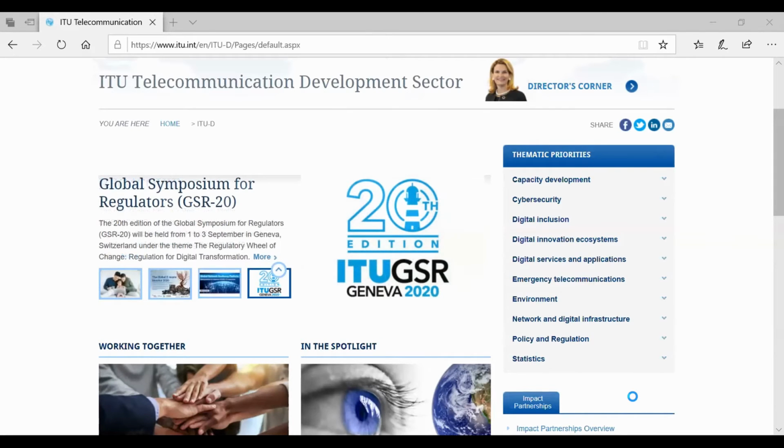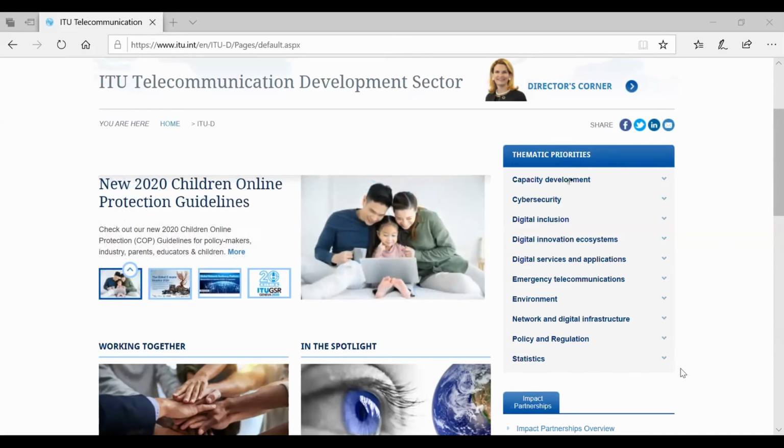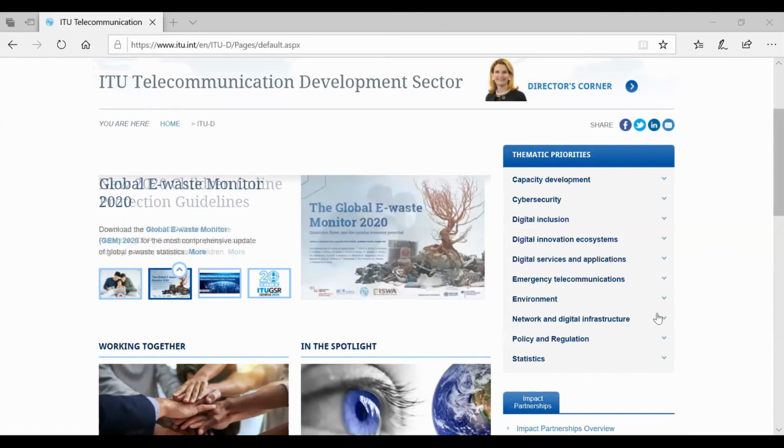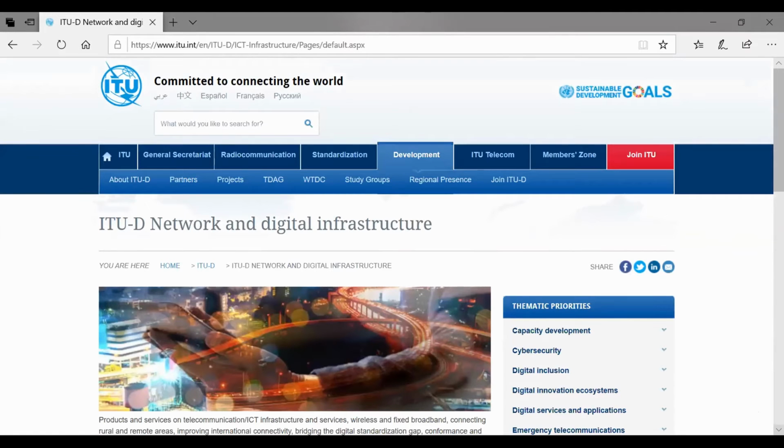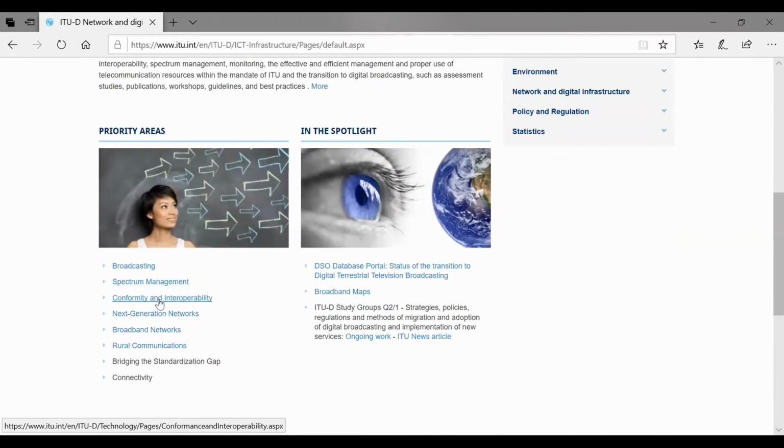Yes, we can. Here on the right-hand side, you can see the thematic priorities. This is what I presented in my presentation. You can find more detailed information on all the thematic priorities, like I mentioned, the networks and digital infrastructure. Especially here, we have the priority areas: broadcasting, spectrum management, conformity and interoperability, NGN, broadband networks, rural communications; connectivity is under development at this moment. Here you can also find the different documents. I'm sure that from the region you are very familiar with the digital switchover database, so I will say a few words about this in my presentation.